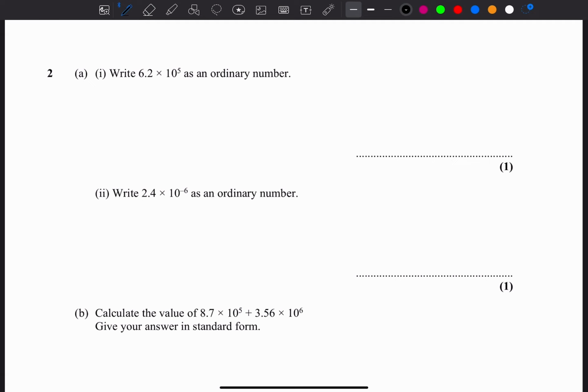Next one, 6.2 times 10 to the power 5. So it's 6, 2, because it moves 0.1 here. So that's not 5 zeros. It's actually 1 point is moved there. So 4 more zeros, yeah.